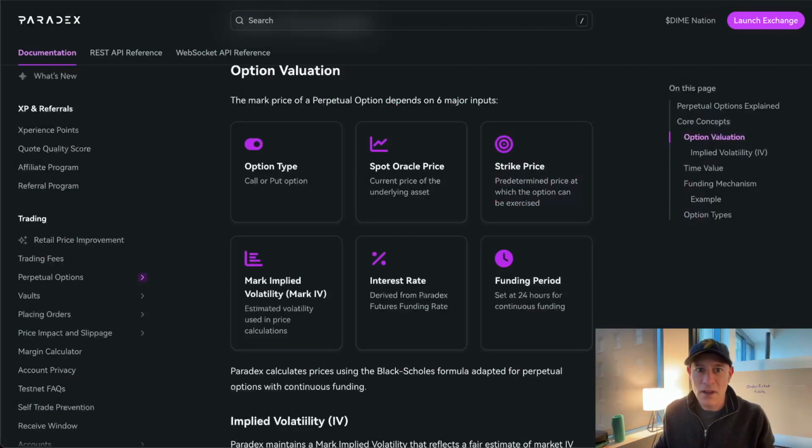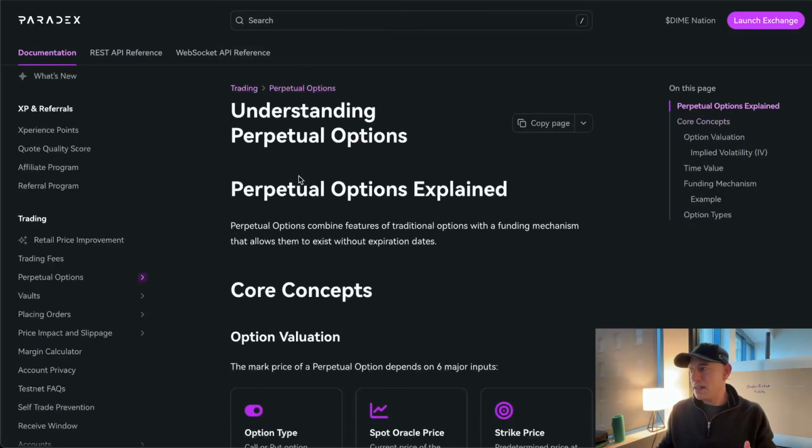So the interesting thing about Paradex is they trade two types of products. As of right now, they have perpetual futures contracts, and they also have perpetual options. Now, for me, I want to focus on futures. I don't know enough about options.